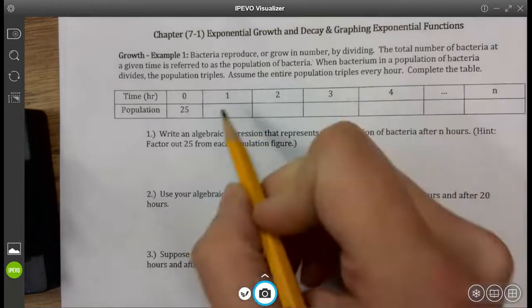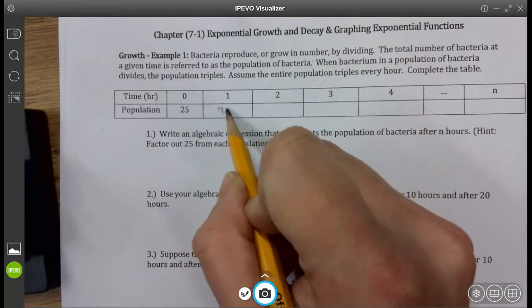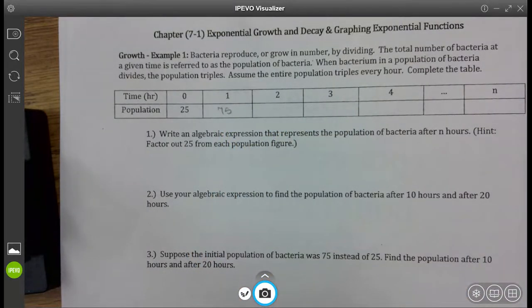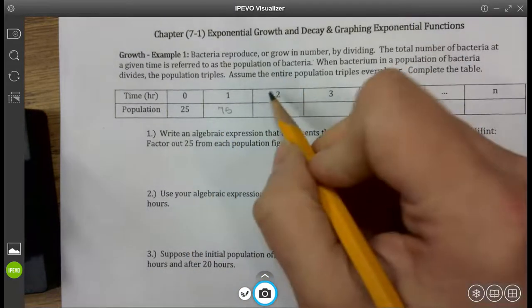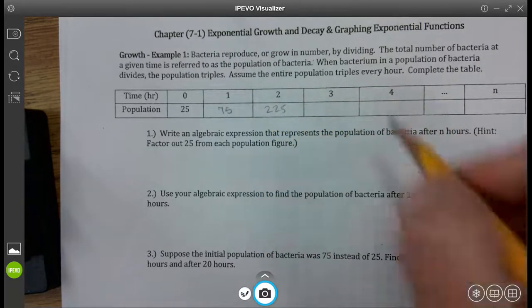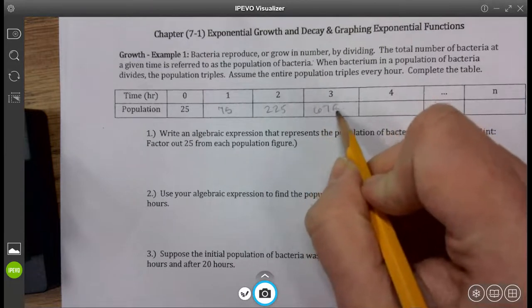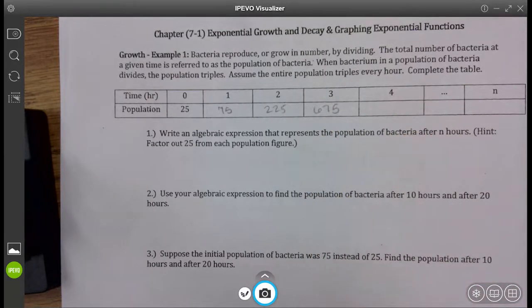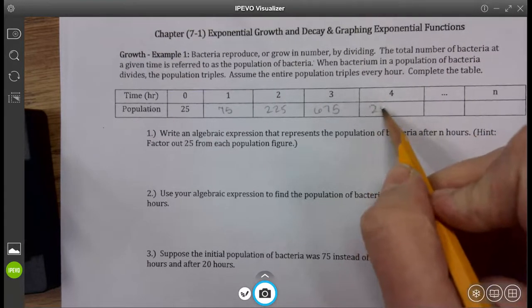So in the first hour, if you triple it, it's going to be 75. And then you triple it again, it's going to be 225. And then you triple it again, and it's going to be 675. And you triple it again, and it's going to be 2025.